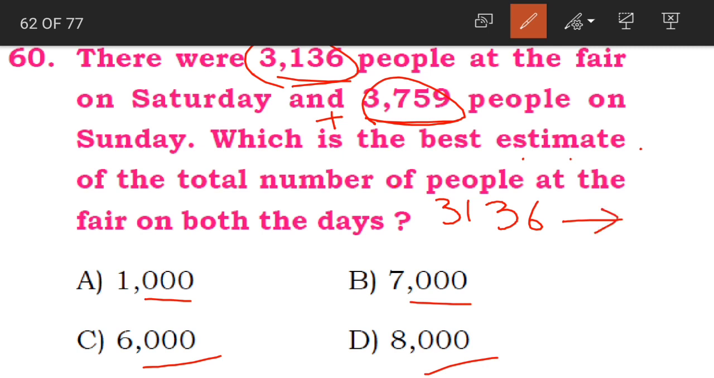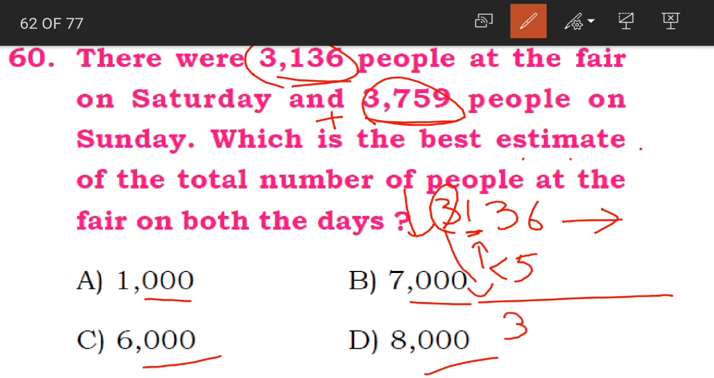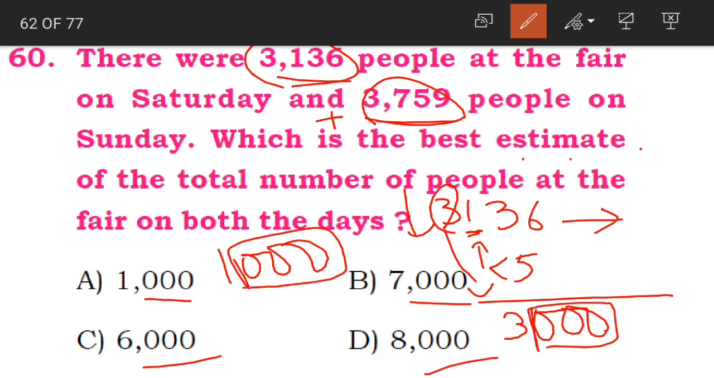3136, rounding off to the nearest thousands. So we need to look at the digit in hundreds place. Now what is this? 1. 1 is less than 5. So we will round down. Yes children? 3 written as it is and then followed by 3 zeros. In 1000 we are having 3 zeros, right? So we are writing 3 zeros here. 3136 is rounded off as 3000.